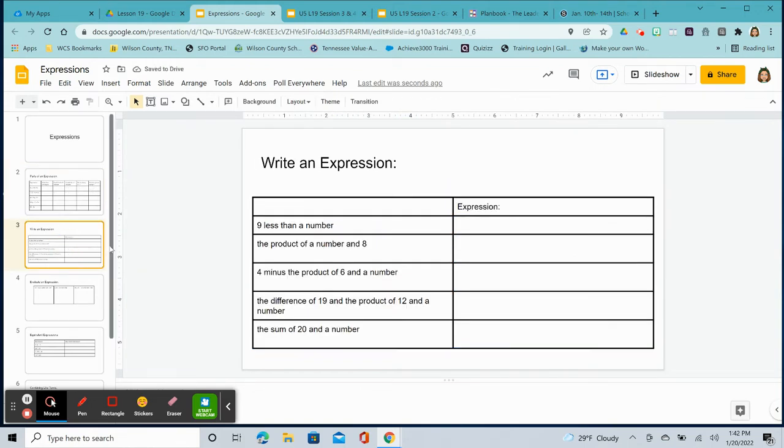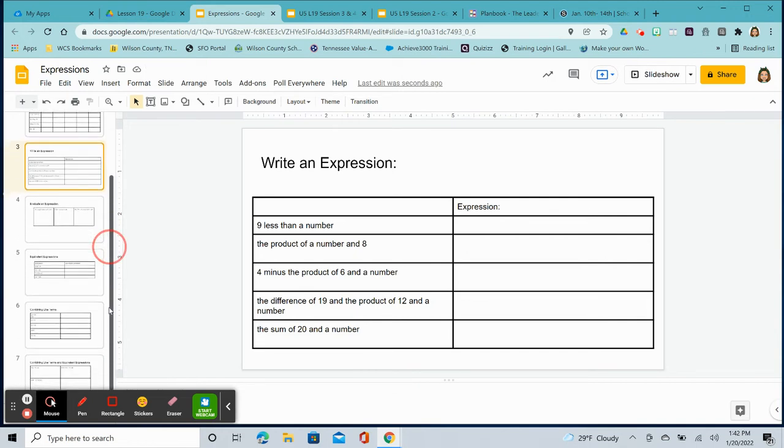The next thing that we talked about when we were talking about expressions toward the beginning of the year is how to take these mathematical sentences, and even word problems, but at first just mathematical sentences, and create an expression from them. And this is really a review of what you have done in 5th grade with taking a mathematical sentence and then creating that expression.